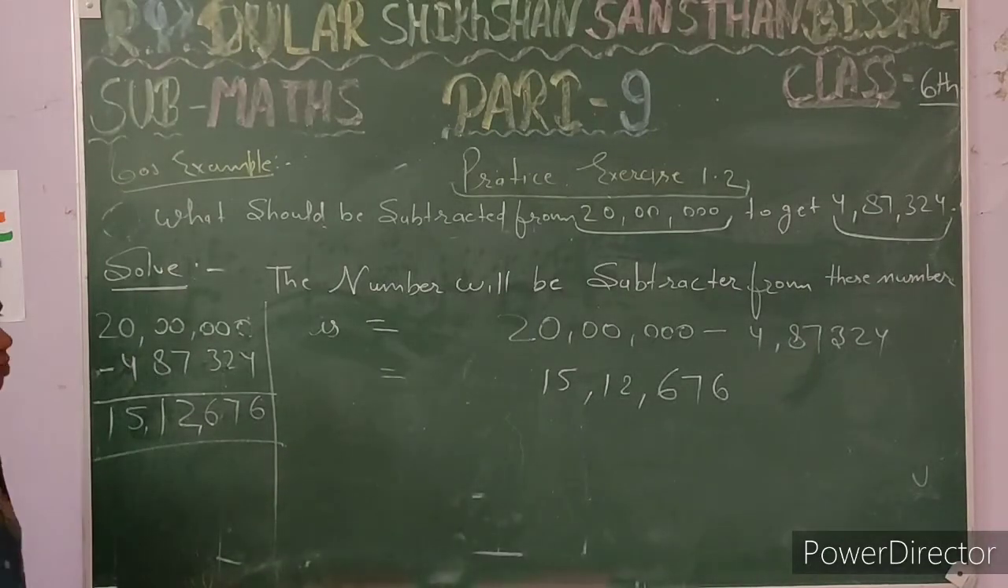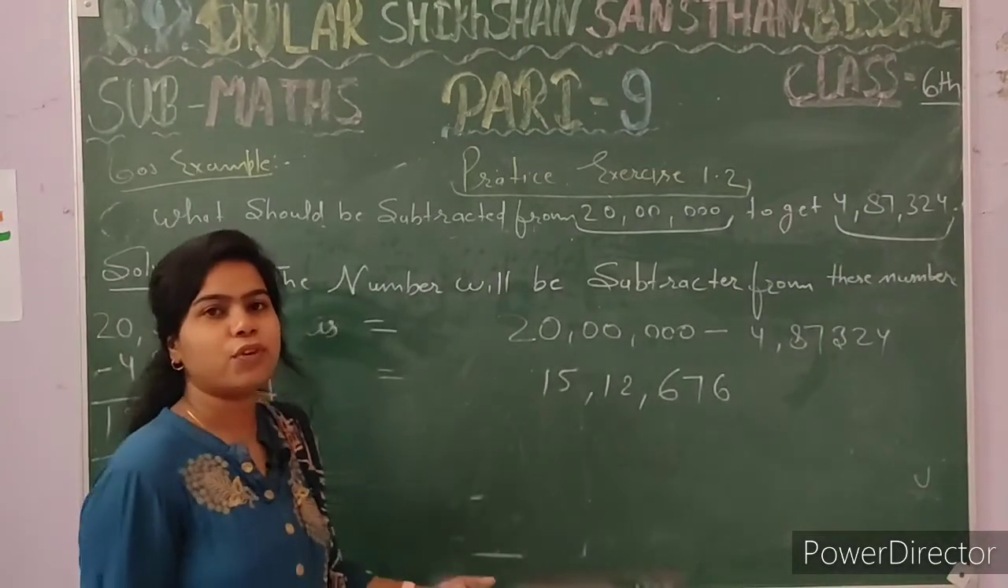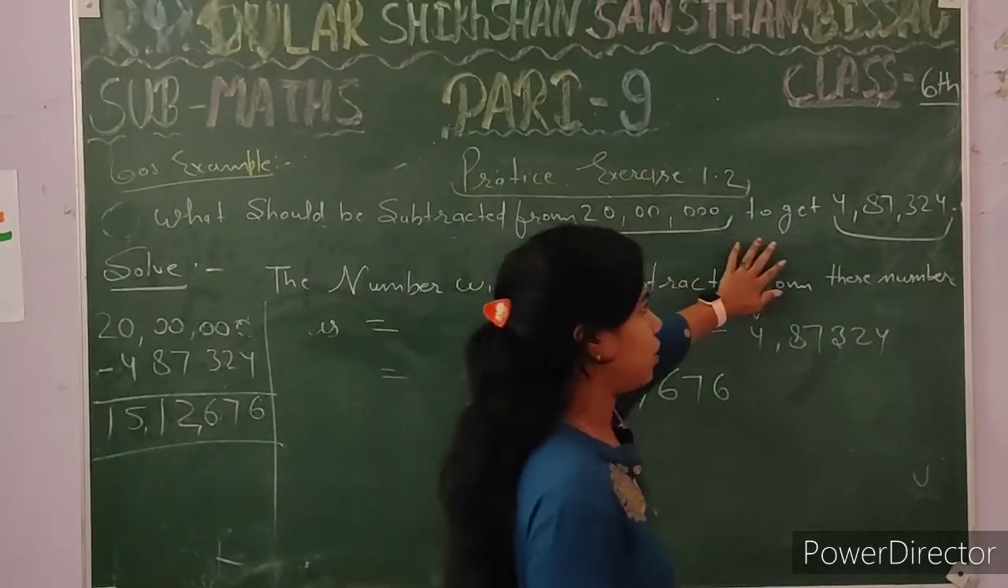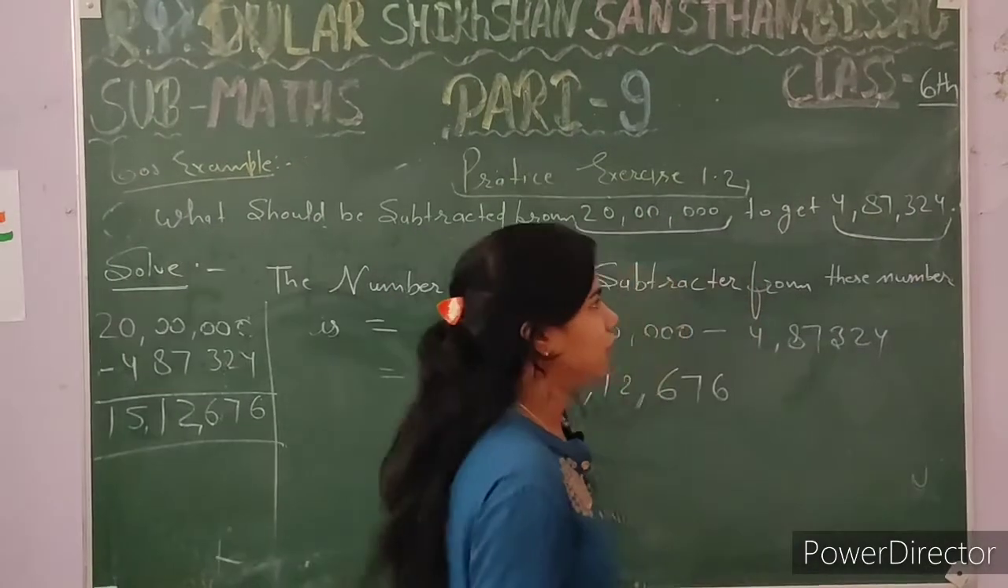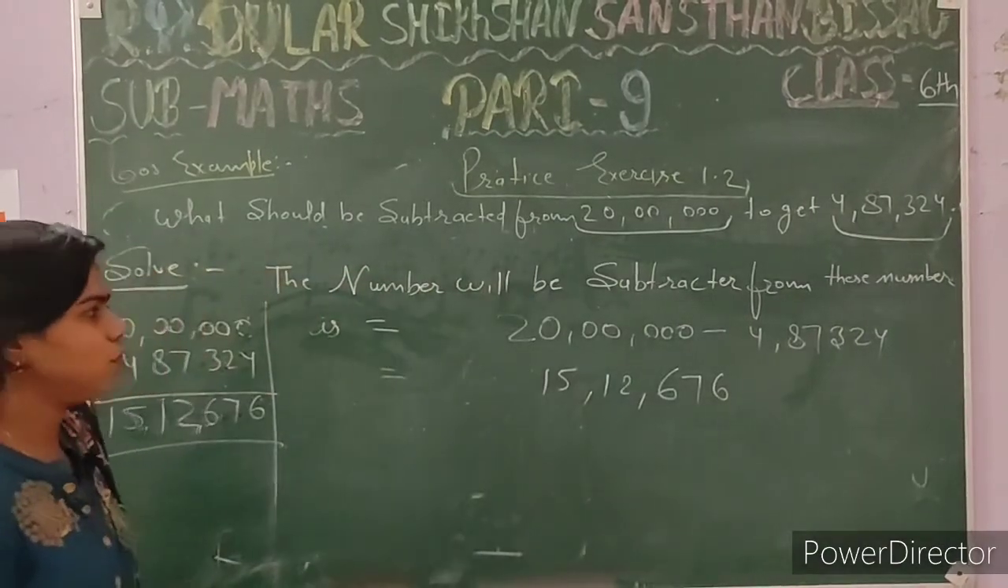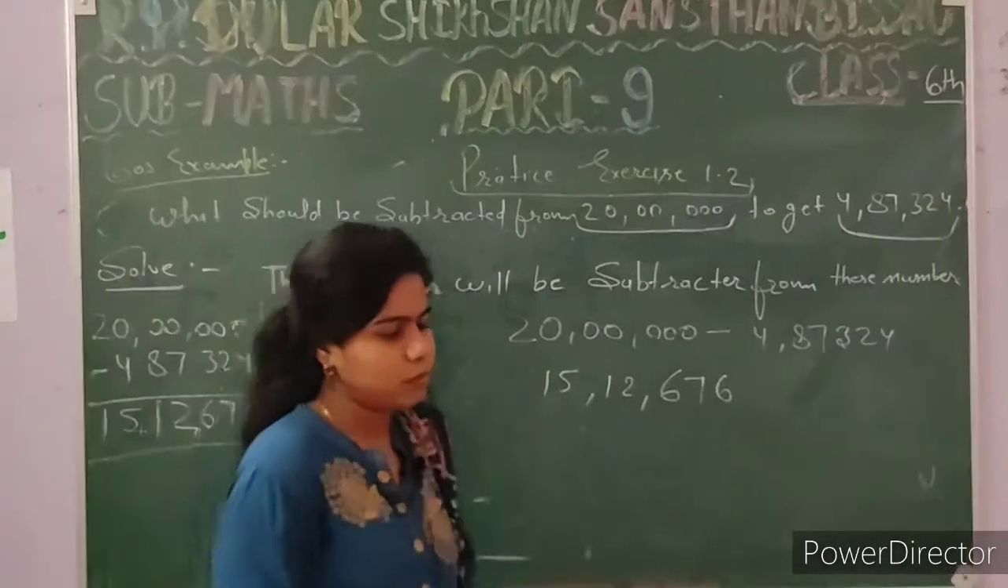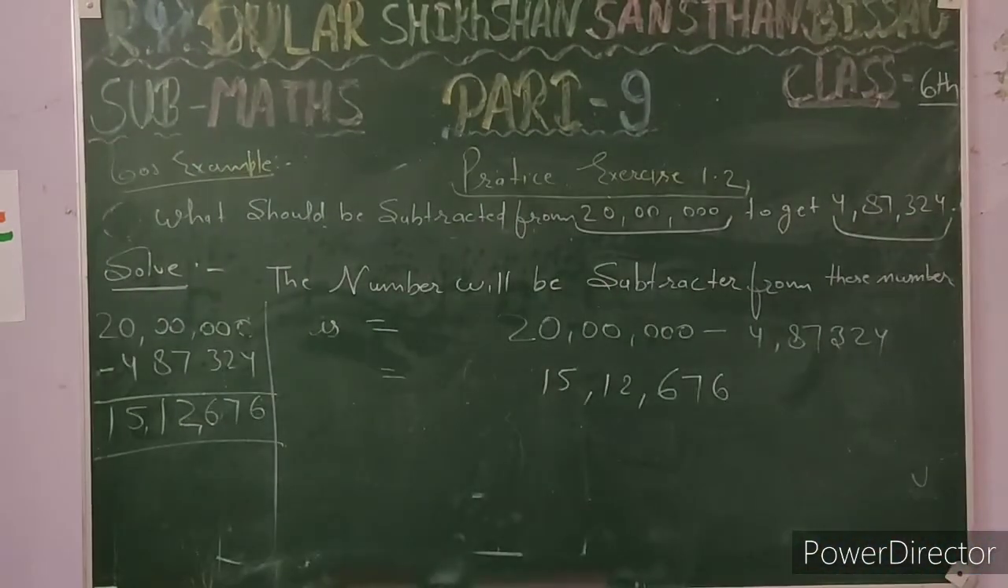Students, this is a very easy method. If we have this type of question in our exercise, what should be subtracted from 20 lakh to get 4,87,324, then we do the subtraction in this way. Okay students, I will tell you one more question of this type.